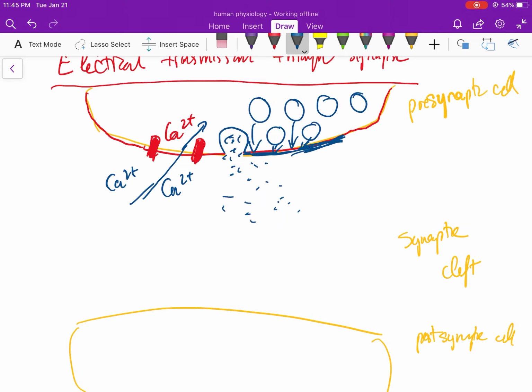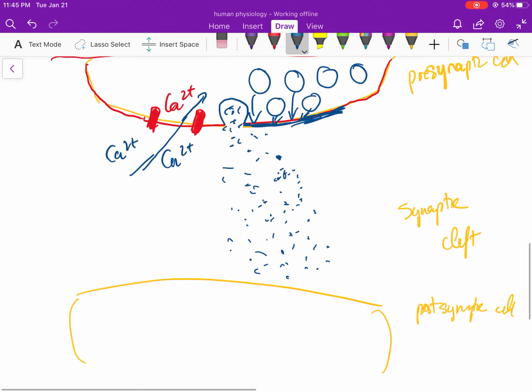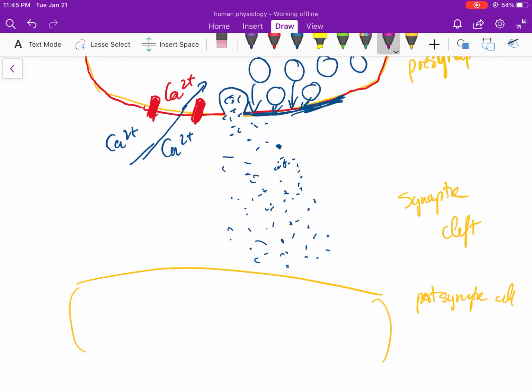And when all our neurotransmitter goes into the synaptic cleft, it will diffuse down a chemical gradient onto our postsynaptic cell, and here it diffuses. Meanwhile, on our postsynaptic cell, we will also have the ligand gated channels. So this is our ligand gated channel.